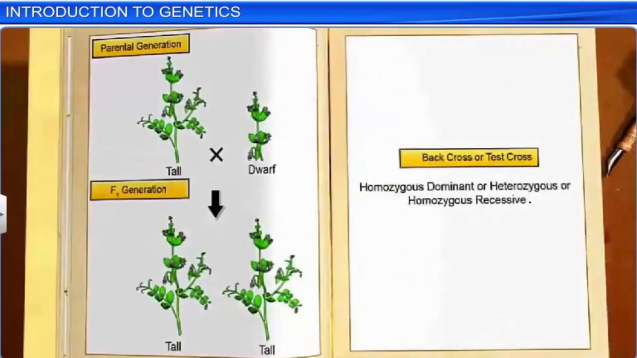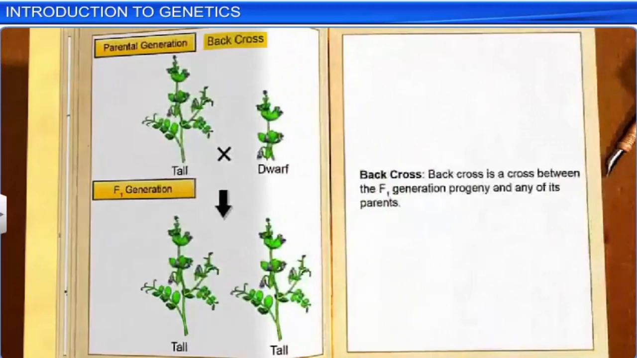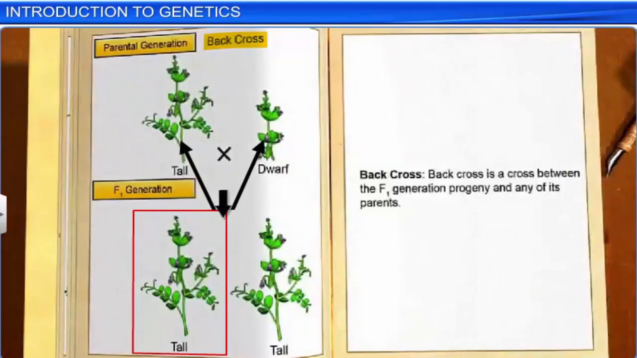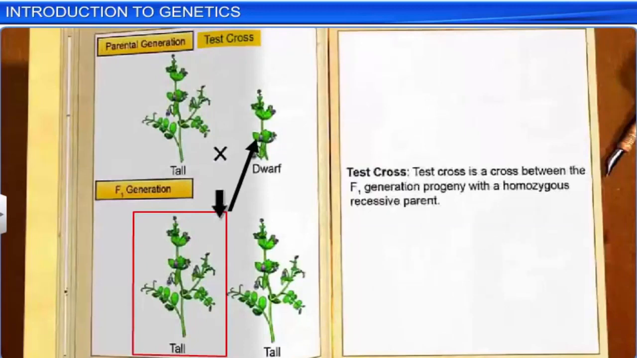To determine if an individual is homozygous dominant, heterozygous, or homozygous recessive, a back cross or a test cross is carried out. A back cross is a cross between the F1 generation progeny and any of its parents, while a test cross is a part of a back cross between F1 individuals with a homozygous recessive parent, and it is performed to determine the unknown genotype.